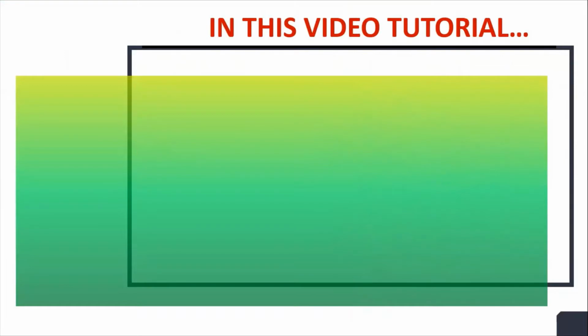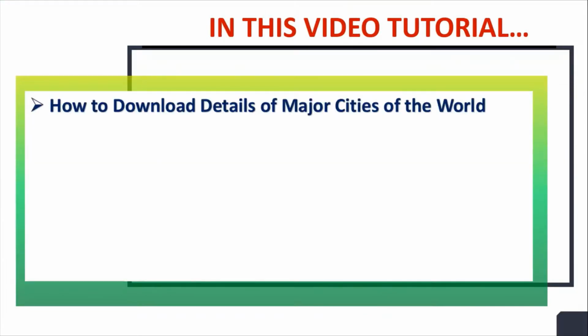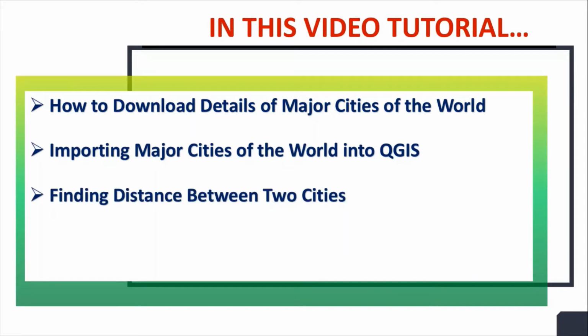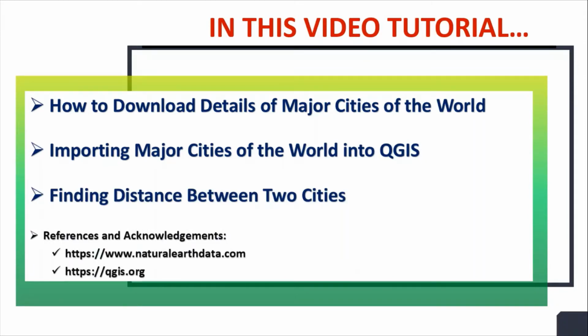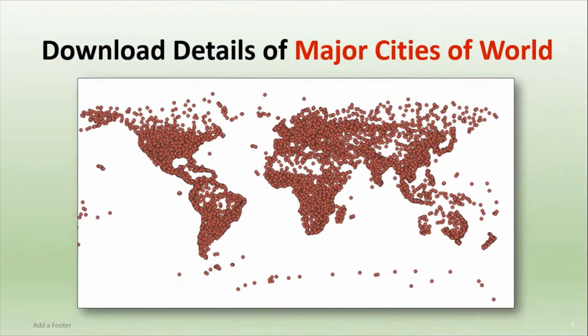In this video tutorial, we will learn how to download details of major cities of the world. We will import major cities of the world into QGIS software, and then we will find the distance between two cities. References and acknowledgements to naturalearthdata.com and qgis.org. So let's download details of major cities of the world.